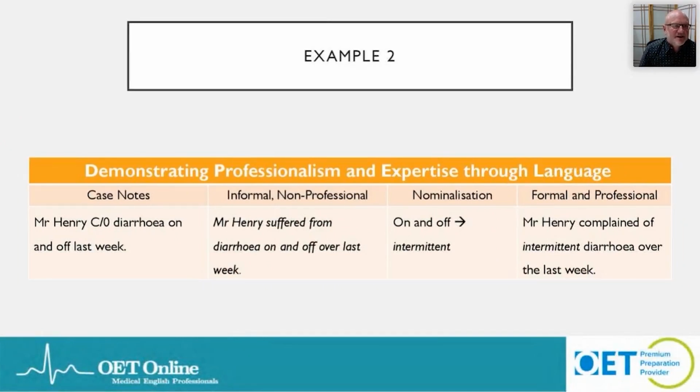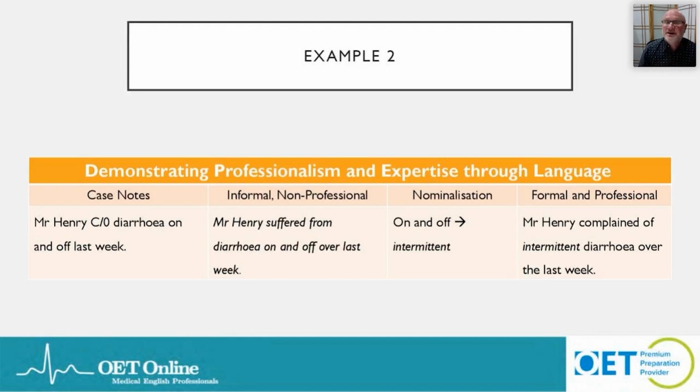So we've got the case notes here. Mr. Henry, CO, complained of diarrhea on and off last week. A bit informally, Mr. Henry suffered from diarrhea on and off over last week. So a little grammar error there, hasn't expanded, missing a definite article, but also it's using the same language, and perhaps there's a better word we can use than on and off.